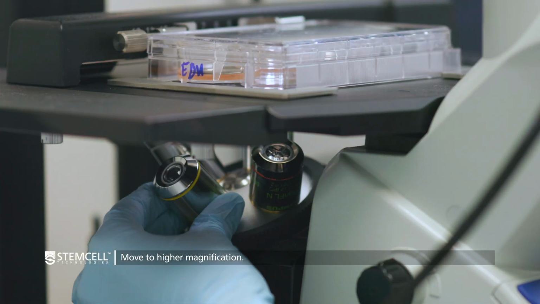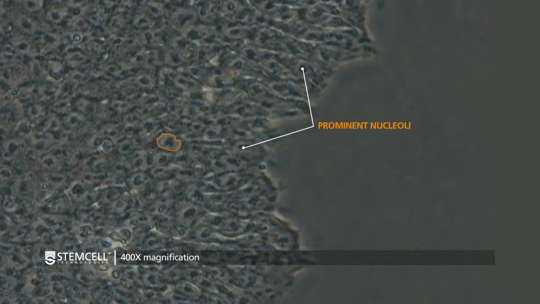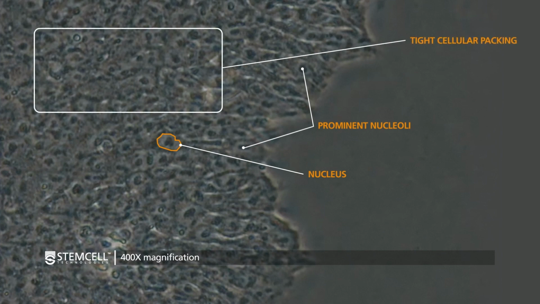Moving to higher magnifications, healthy PSC colonies will possess prominent nucleoli, have a high nucleus to cytoplasm ratio, in that the nucleus will practically occupy the entire cell, and the tight cellular packing should be even more evident than what is observed at low magnification.